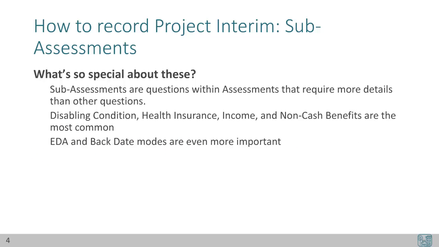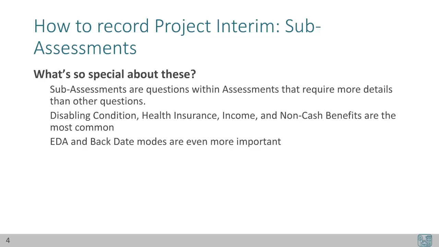Remember from our Project Start training that subassessments are a type of question in HMIS that require more details. Disabling condition, health insurance, income, and non-cash benefits are the most common. Income changes the most often during a client's stay, so we'll use that as our example. Enter data as mode and backdate mode are even more important for accurate updates here. Updating subassessments is where most of the mistakes in HMIS happen.